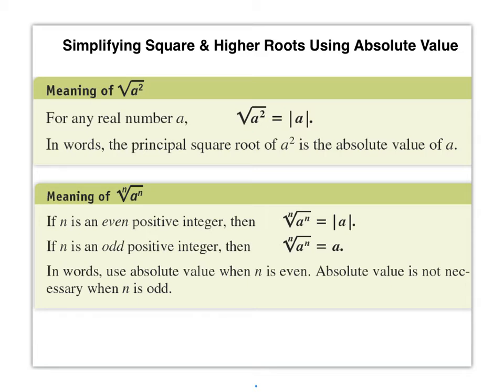Now the meaning of the nth root of a to the n. If n is an even positive integer, then the nth root of a to the n is equal to the absolute value of a. So we're looking at positive values whenever we're taking even roots. If n is an odd positive integer, so if the index is odd, then the nth root of a to the n is a, meaning we could have positive or negative values when we're taking the odd root of a number raised to the same index power.